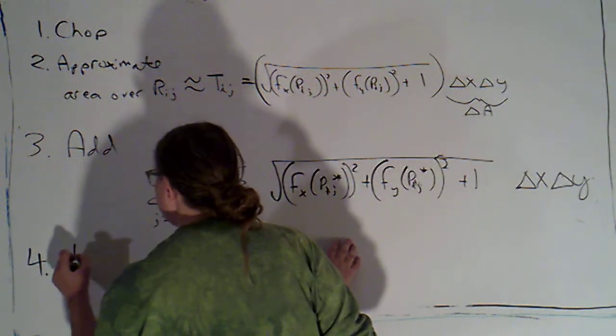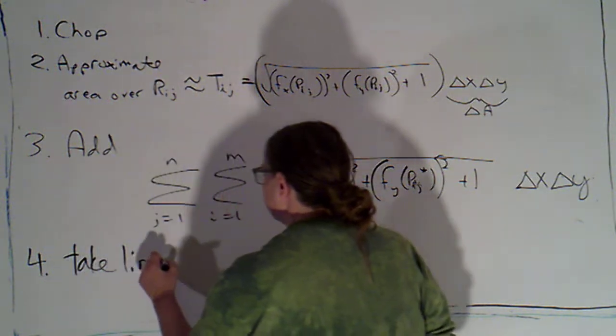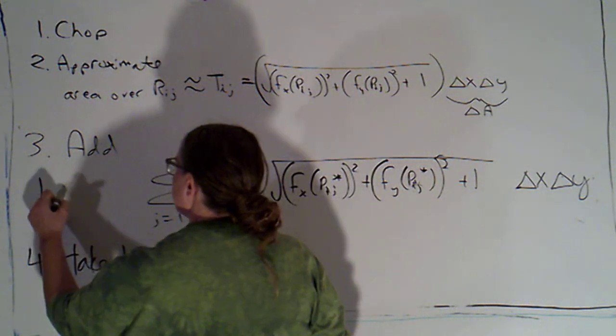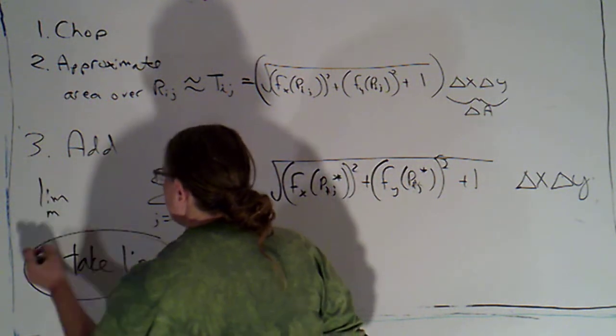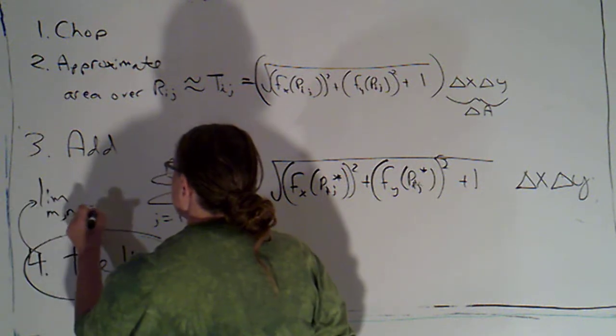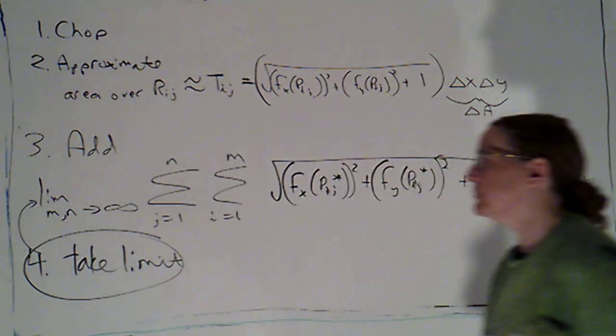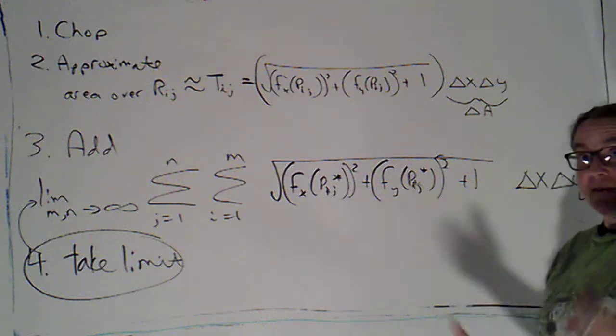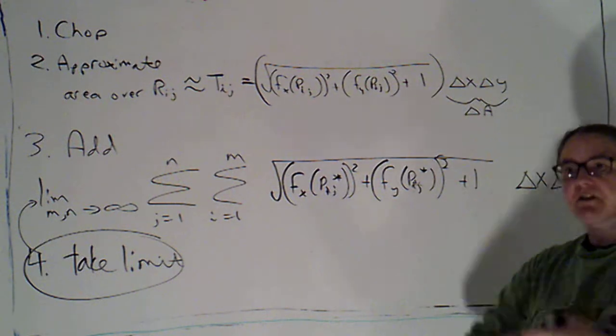Okay, so this is a Riemann sum, which is very exciting, because of course we know that step 4, we're going to take the limit. So we'll take the limit as m and n both go off to infinity. The important thing, of course, is that we've chopped things into smaller and smaller pieces.